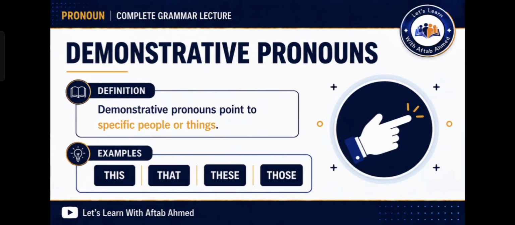Now let's move to demonstrative pronouns. Demonstrative pronouns point out specific persons or things. The main demonstrative pronouns are this, that, these, and those. We use them to indicate whether something is near or far, singular or plural. They help us identify exactly what we are referring to.